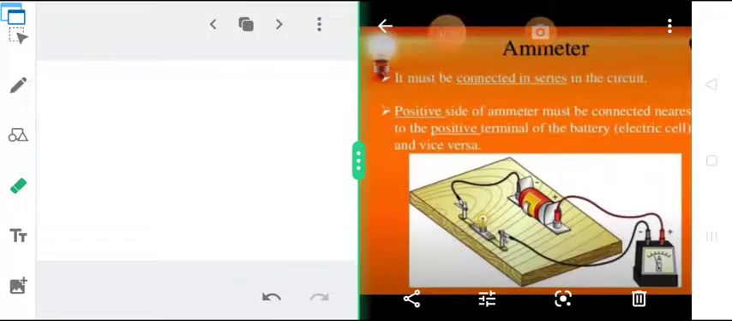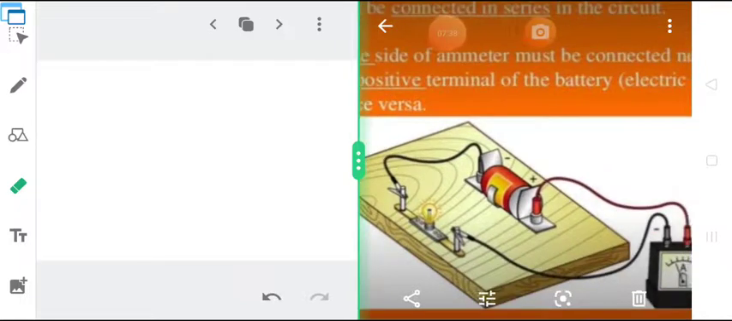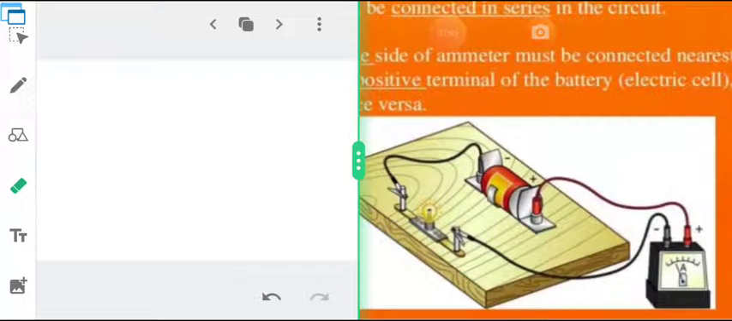How is current measured? Current can be measured with the help of an instrument called an ammeter. Now I am zooming the picture a little bit so that it becomes convenient for you all to see how the ammeter has been connected in this circuit.